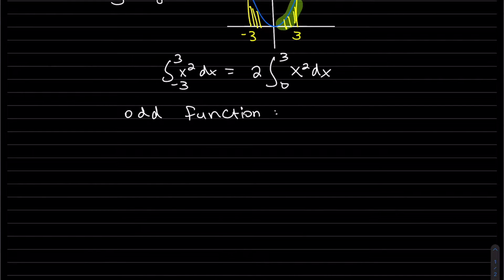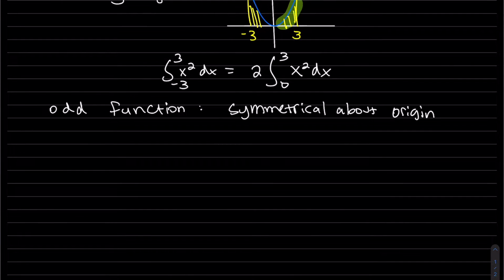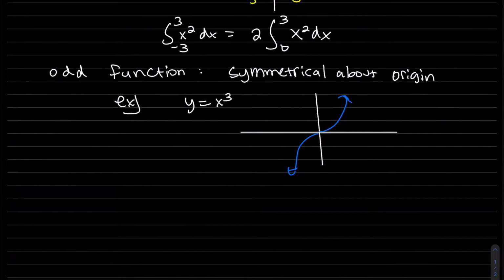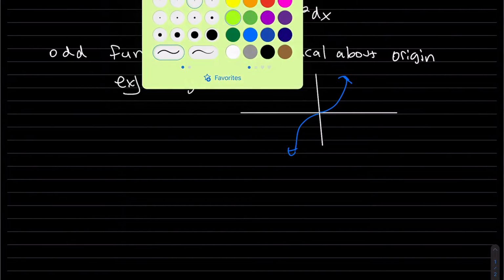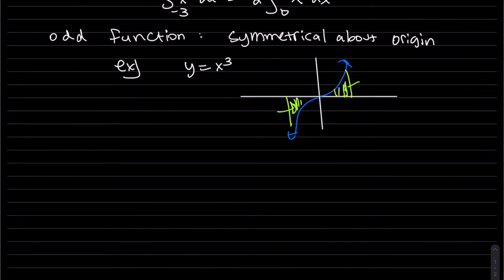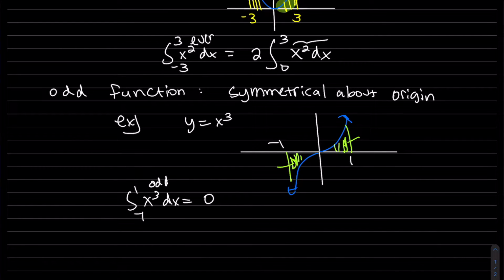Odd functions are symmetrical about the origin. For example, that's an example of an odd function. You can see it's an odd power, not a coincidence. But what we have here, this net area is negative and this is positive. They're exactly the same, so they'll cancel out. So if this were 1, -1, and 1, the integral is going to be 0 if this is odd. If it's even, it's double when you go half of it.